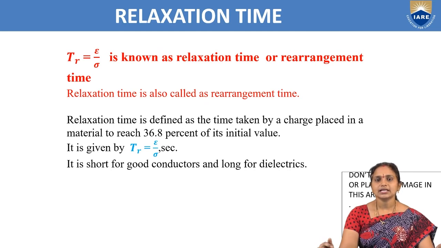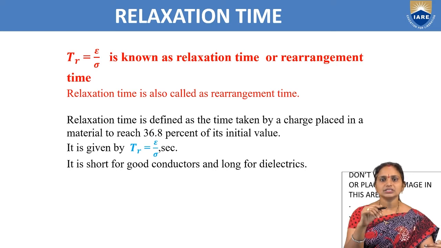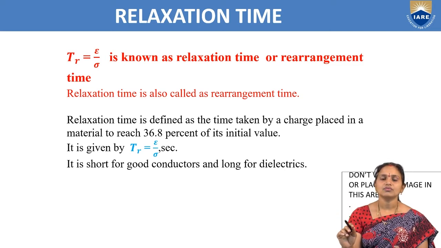If you take a charged particle with initial charge q, the time taken for that charge to reduce to 36.8% of its q value, we can take as the relaxation time. That is the ratio of permittivity to conductivity. Here, if you observe, relaxation time is inversely varying with sigma, the conductivity.